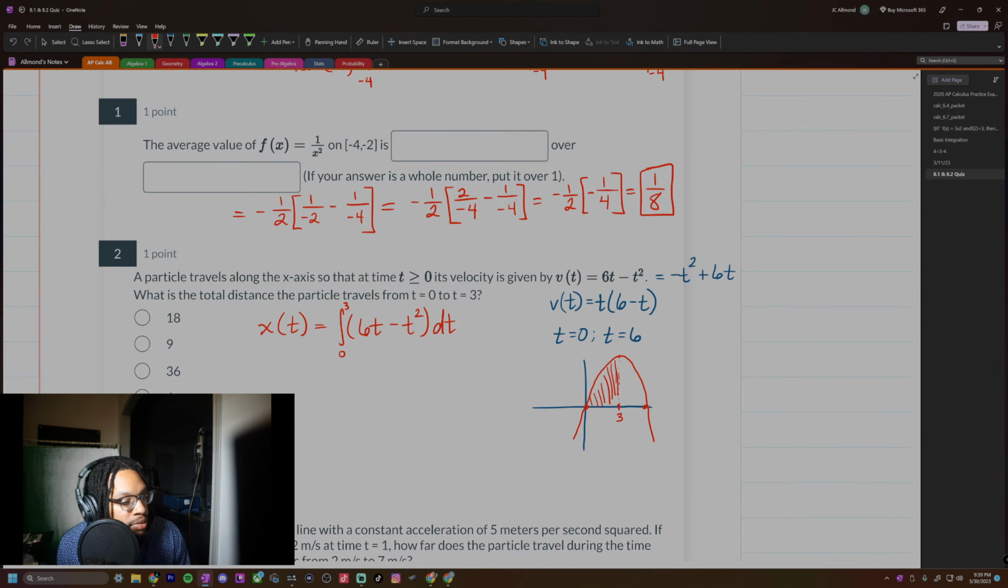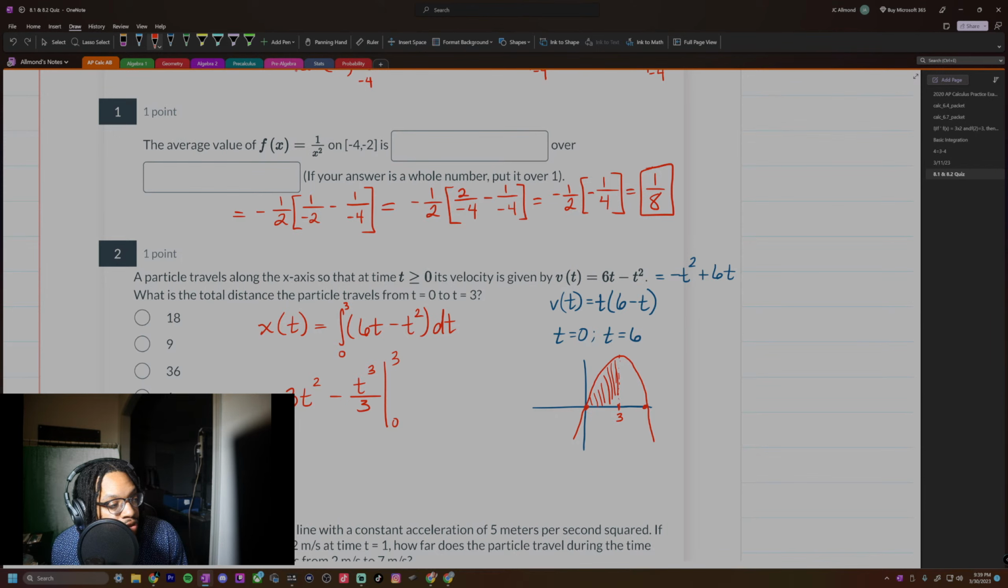So I'm going to go, the integral of 6t would be what? 6t squared over 2. So 3t squared minus t cubed over 3. And then I'm taking this from 0 to 3. So all I got to do is plug in 3 minus plug in 0.